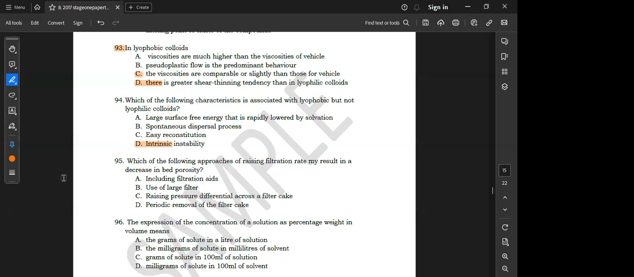Which of the following approaches of raising filtration rate may result in a decrease in bed porosity?